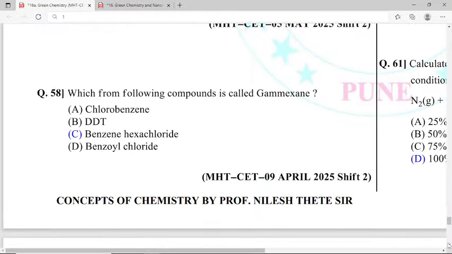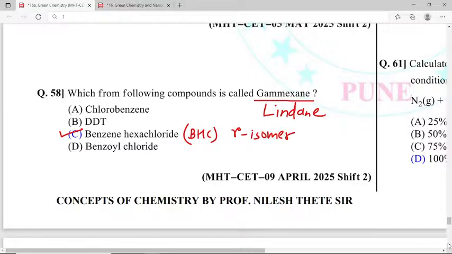Which of the following compounds is called gamma hexane? Very important. Gamma hexane is also called lindane. Benzene hexachloride stands for BHC, the gamma isomer. Very, very important question.